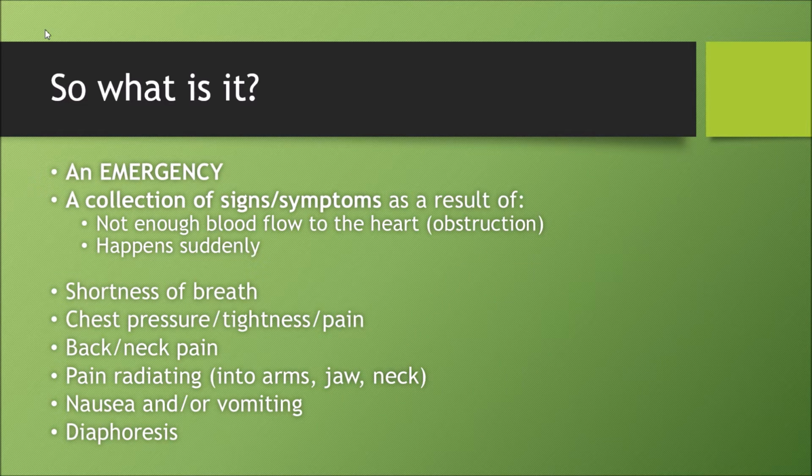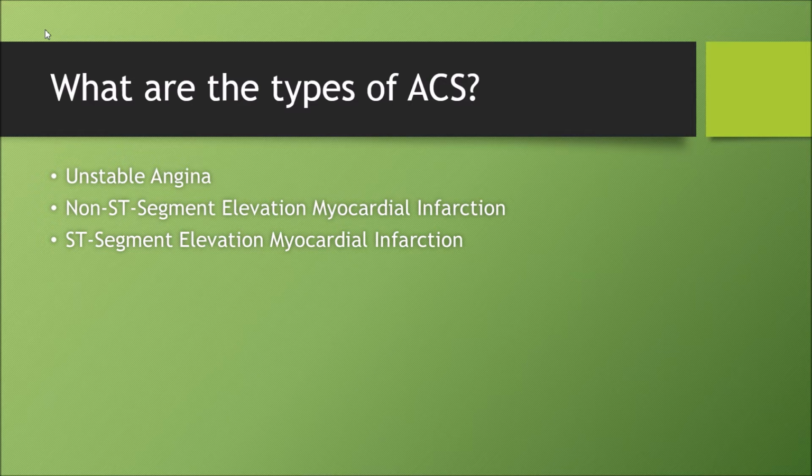However, you can also have a female that presents with the classic symptoms, with crushing chest pain and diaphoresis and nausea and vomiting. So what are the types of acute coronary syndrome? Well, there's unstable angina. There's non-ST segment elevation myocardial infarction. This is a heart attack, a type of heart attack. And then there's an ST segment elevation myocardial infarction, which is also a type of heart attack. The non-ST segment we sometimes refer to as a non-STEMI, and the ST segment elevation myocardial infarction we may call a STEMI.